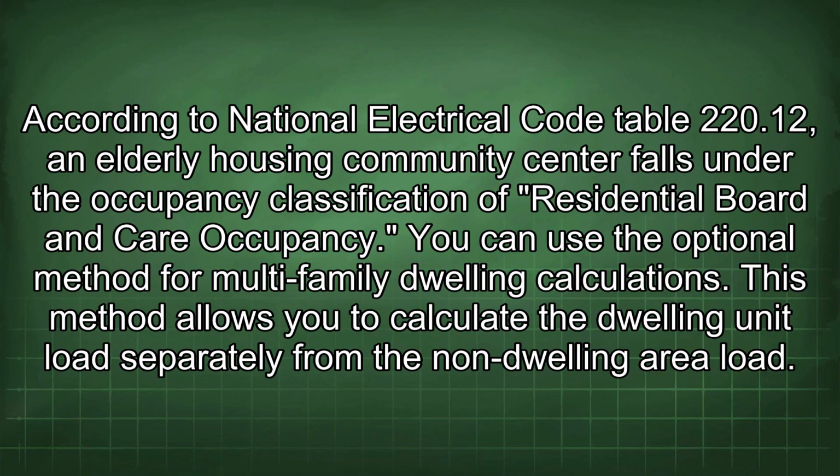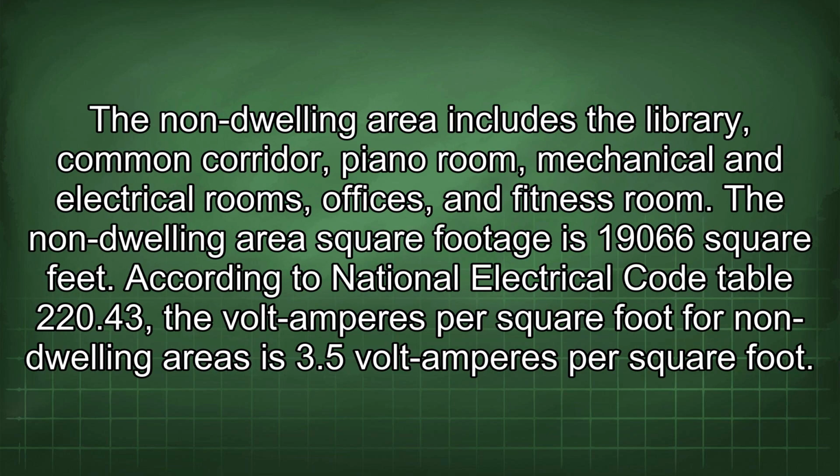According to National Electrical Code Table 220.12, an elderly housing community centre falls under the occupancy classification of residential board and care occupancy. You can use the optional method for multi-family dwelling calculations. This method allows you to calculate the dwelling unit load separately from the non-dwelling area load. The non-dwelling area includes the library, common corridor, piano room, mechanical and electrical rooms, offices, and fitness room.